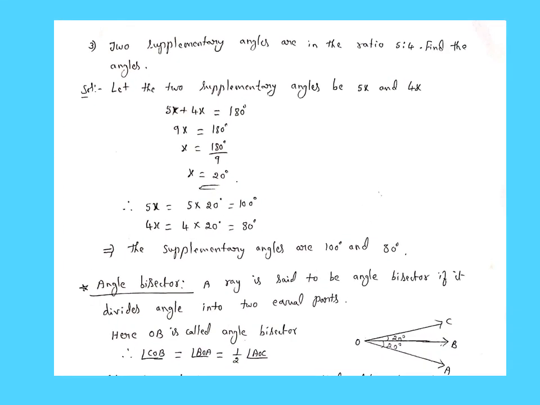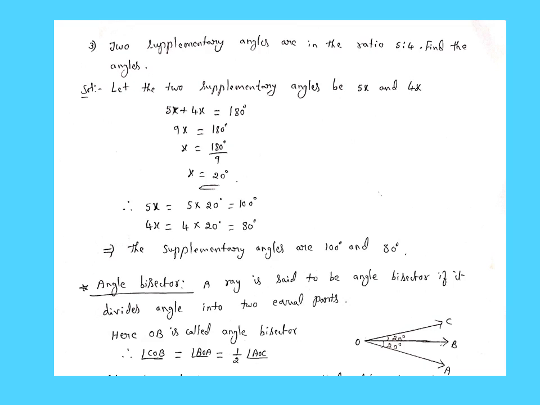Two supplementary angles are in the ratio 5 is to 4. Find the angles. Let the two supplementary angles be 5x and 4x. When you add both, 5x plus 4x equals 180 degree, because the measure of supplementary angles is 180 degree. So when you add up 5x and 4x, you will get 9x equals 180 degree. So x equals 180 degree by 9, you will get x equals 20 degree.